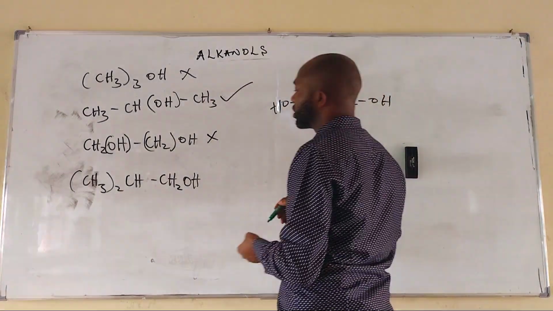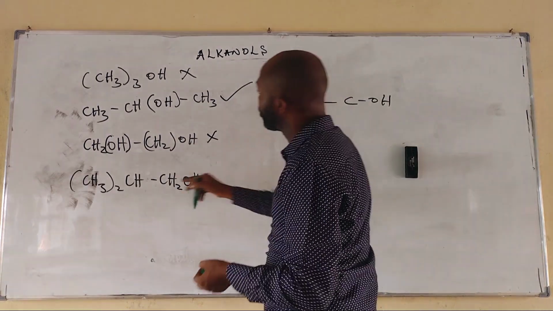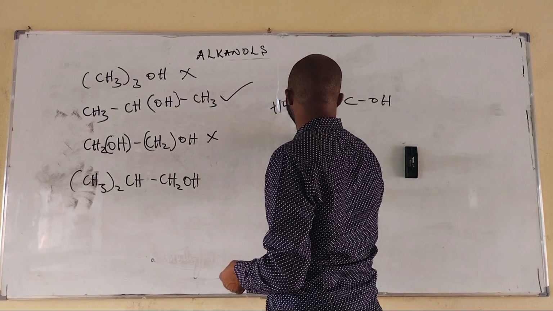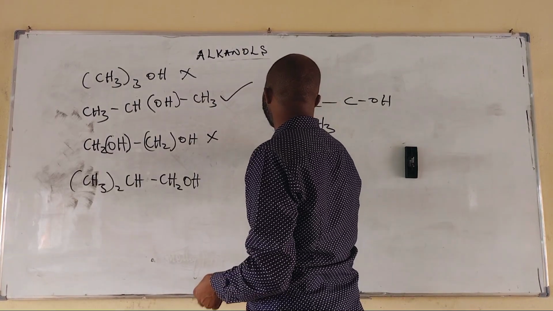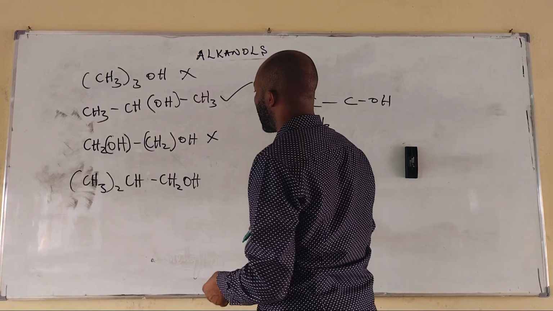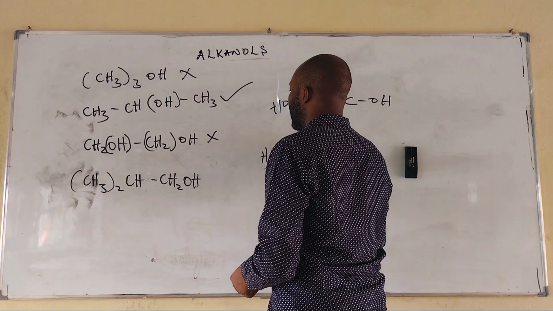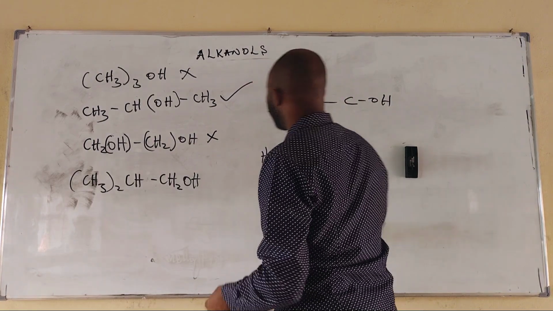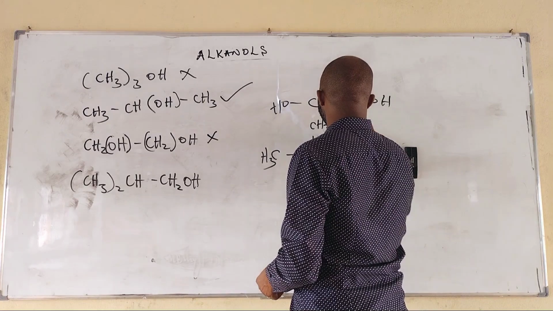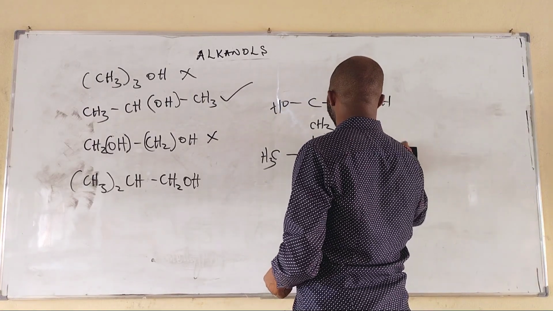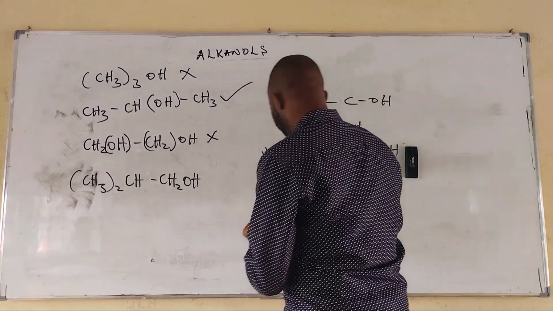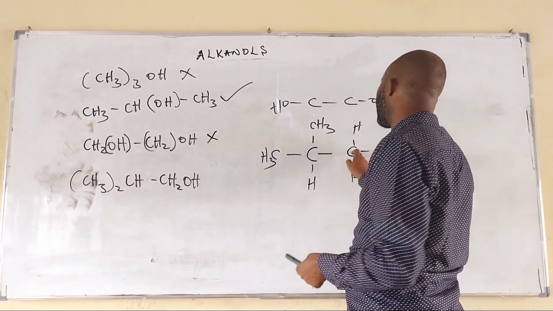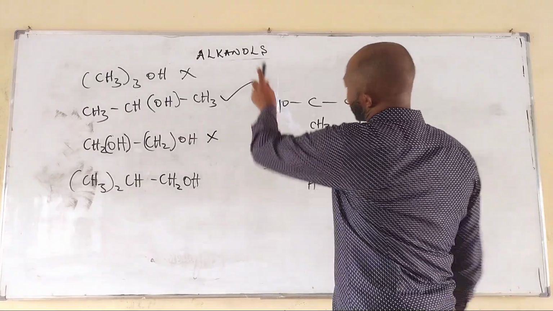And this one, there are two CH3 bonded to this carbon. So we have this carbon here having CH3, CH3, and hydrogen. Then it's bonded to another carbon having hydrogen, OH. This carbon is primary, this one is tertiary, and this one is primary. There's no secondary, so this is our correct answer.